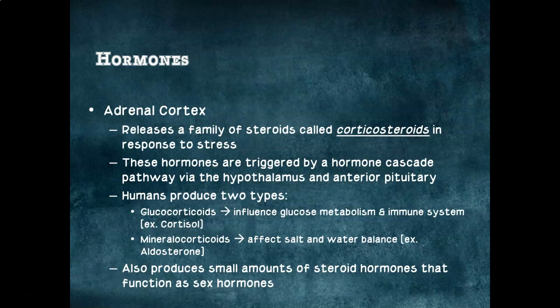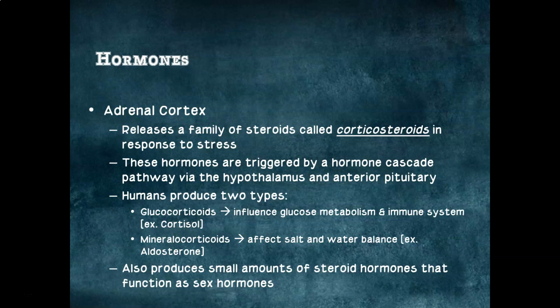So if we talk about your adrenal cortex, this is going to release a family of steroid hormones called corticosteroids, also in response to stress, but now we're talking long-term stress. So your cortex is part of another hormonal cascade pathway: hypothalamus to anterior pituitary, ultimately to your adrenal cortex.